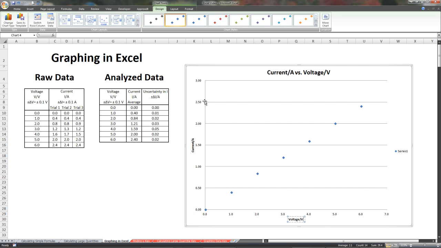Now, if I notice, it's auto-scaled, so it goes from 0 to 3. But if I look at my largest current data point, I believe the largest current is 2.4. I can adjust that, but I'm okay as long as the graph takes up at least half of the plotting area in both the vertical and the horizontal direction.